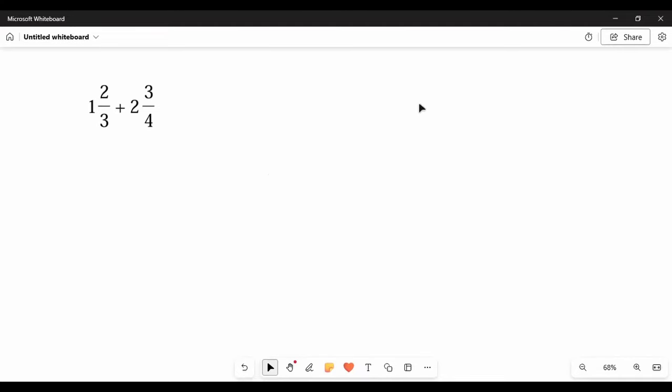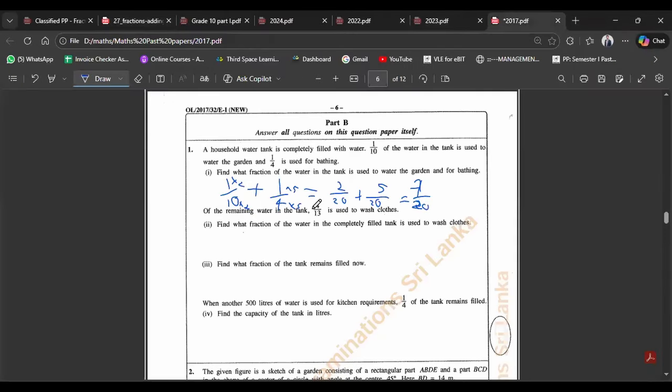For example, let me show you the same fractions question you had. Wait, let me show you. So for example, let's take this question. The question is to find what fraction of water in the tank is used to water the garden and for bathing, right? So here, you will be getting 2 marks for this question. The 2 marks will be for your final answer and for your method, not for the working.